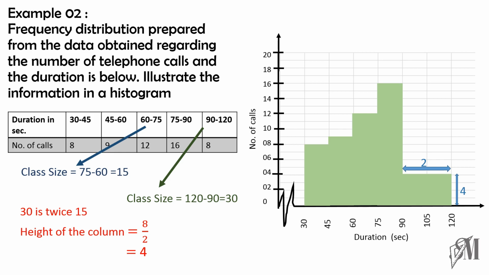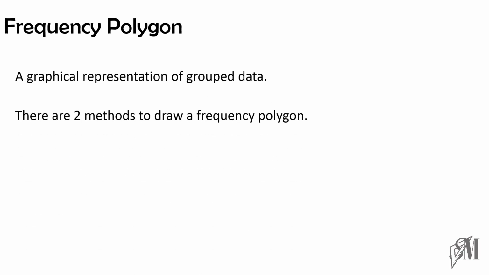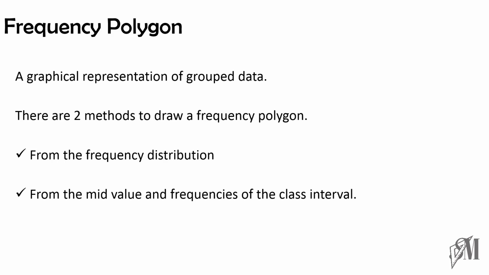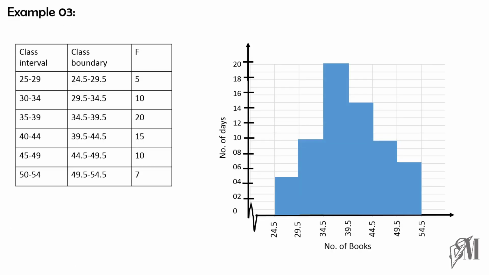Then we will move on to the next part, that is frequency polygon. So when you draw a frequency polygon, you can follow 2 methods. You can use the frequency distribution or the mid value of each class interval. So here, look at this frequency distribution. I have already drawn the histogram. In order to draw the frequency polygon, you have to mark the midpoint on each class interval like this, right?